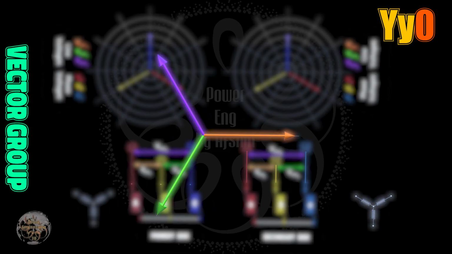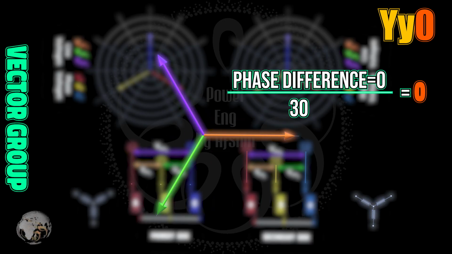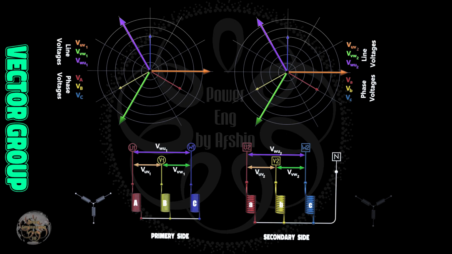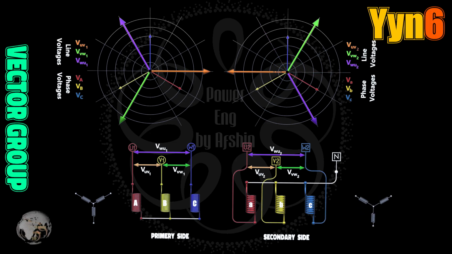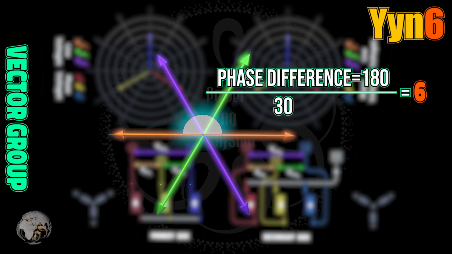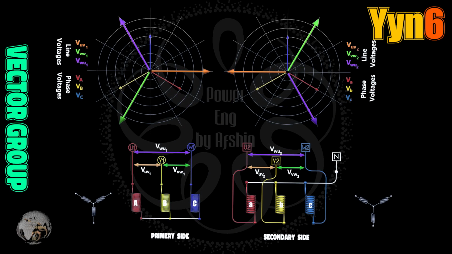Now, regarding the vector groups for YY, if both sides are star and wound in the same direction, we get YY0. Adding a neutral gives us YYN0. If the secondary windings are reversed, the vectors shift by 180 degrees, resulting in YYN6. This group is rare and used only in very specific applications.